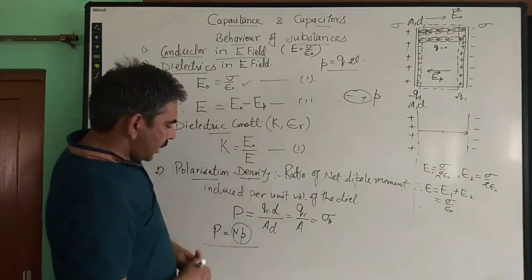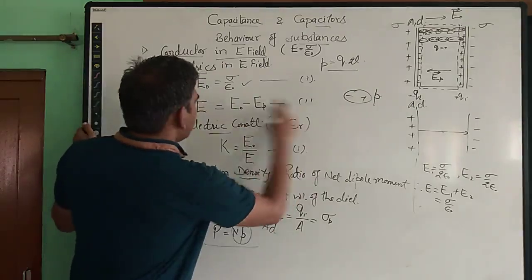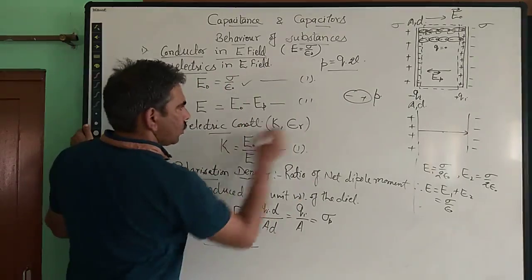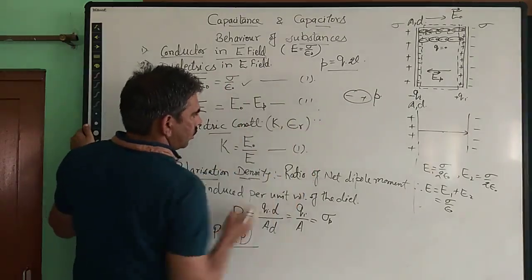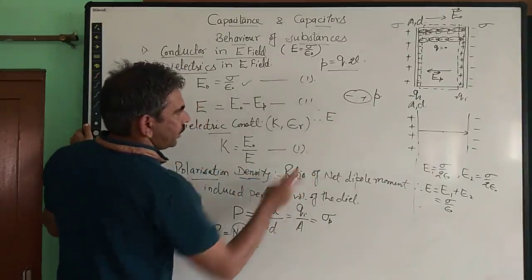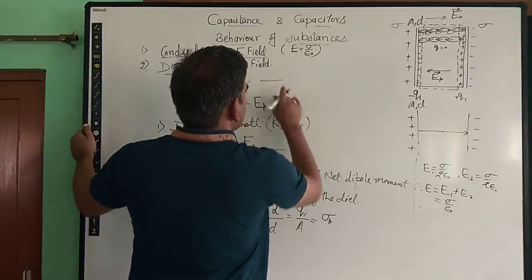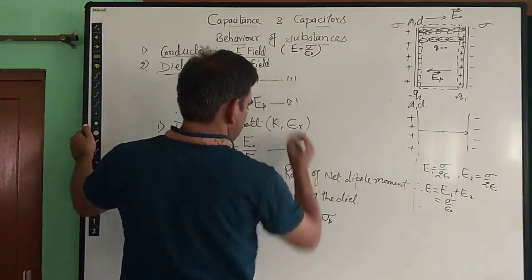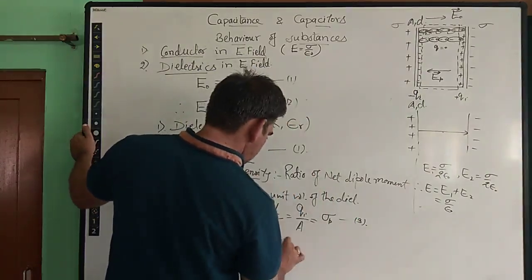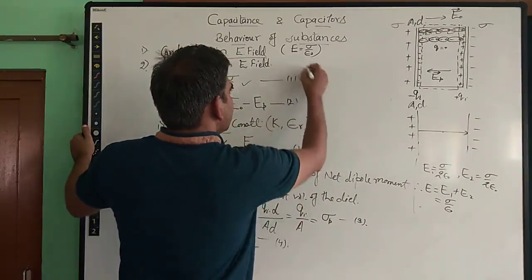So, this discussion can be further extended, because we can write the external electric field as sigma upon epsilon naught. So, the reduced value of the electric field, okay, let me just write. These are important equations or formulas to remember.